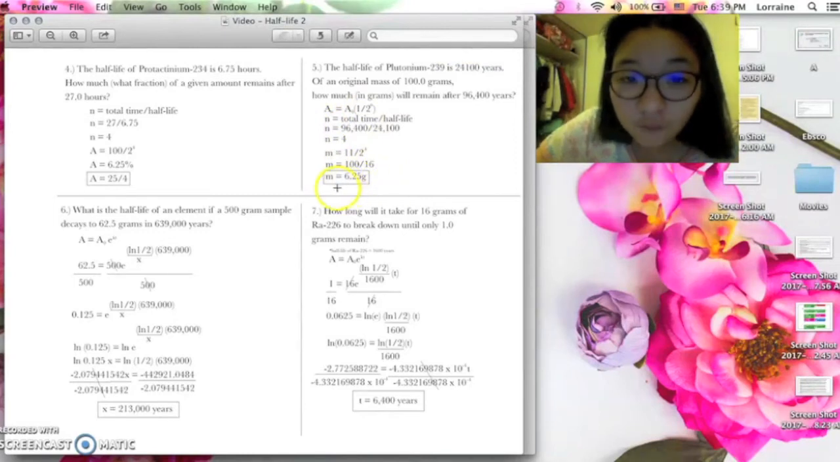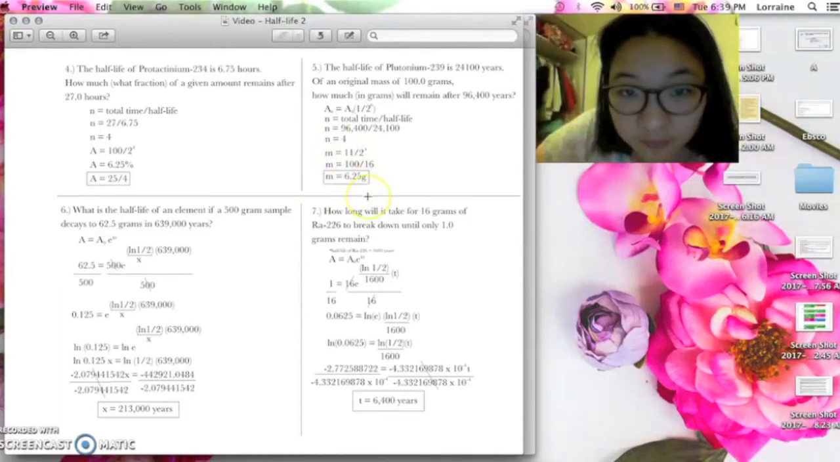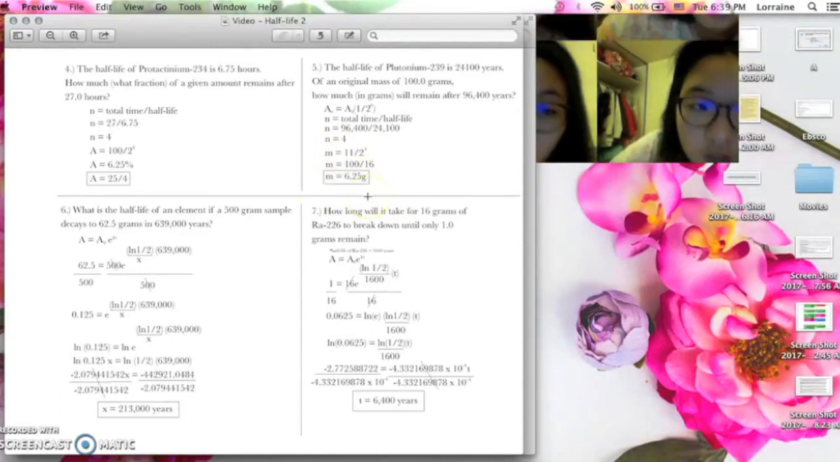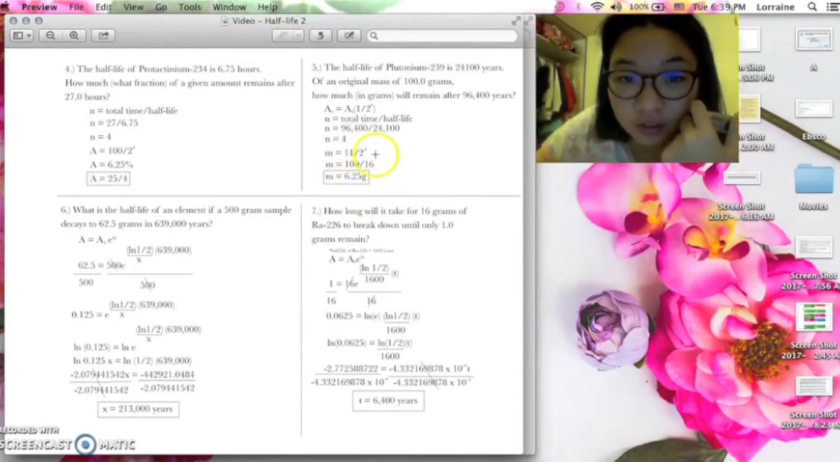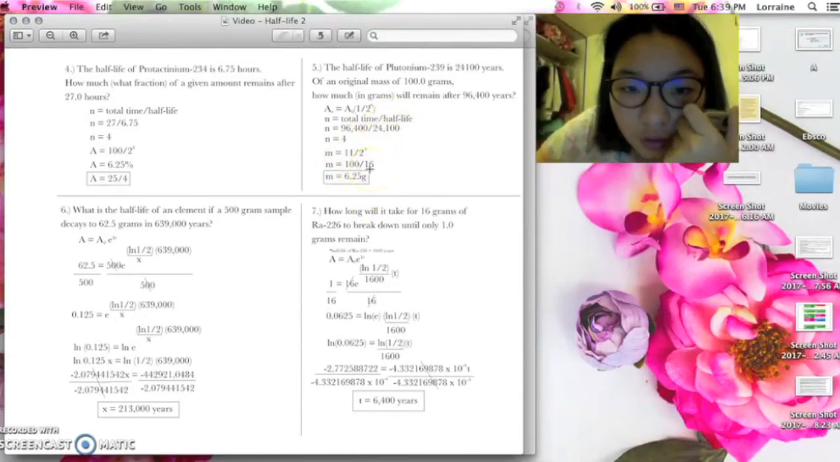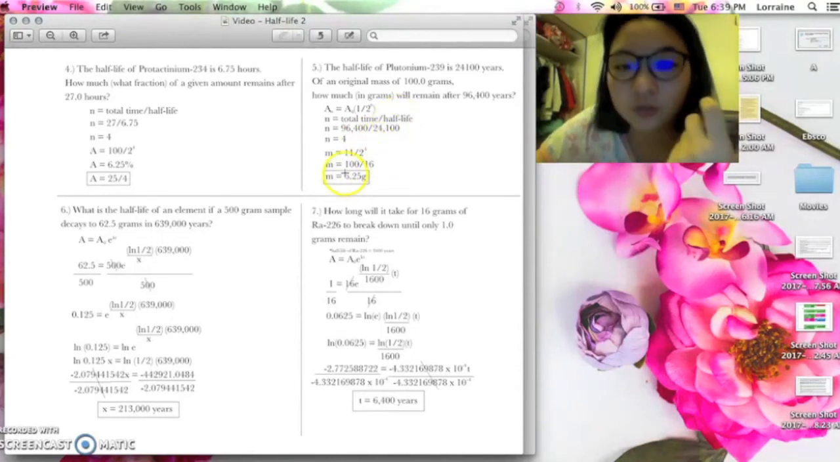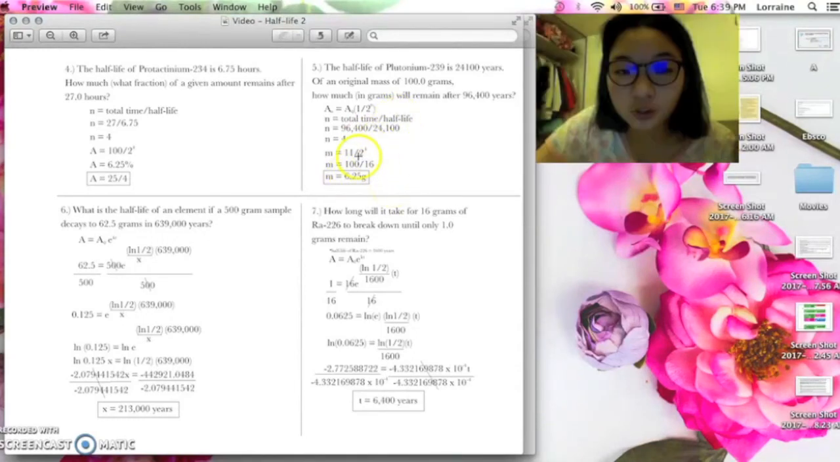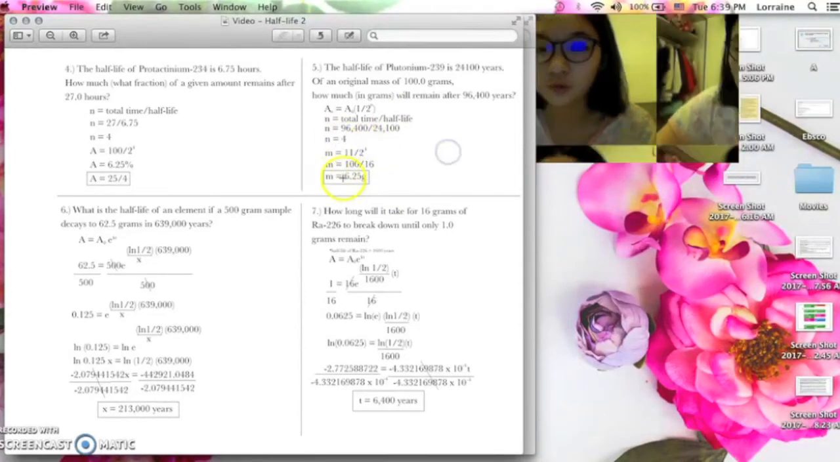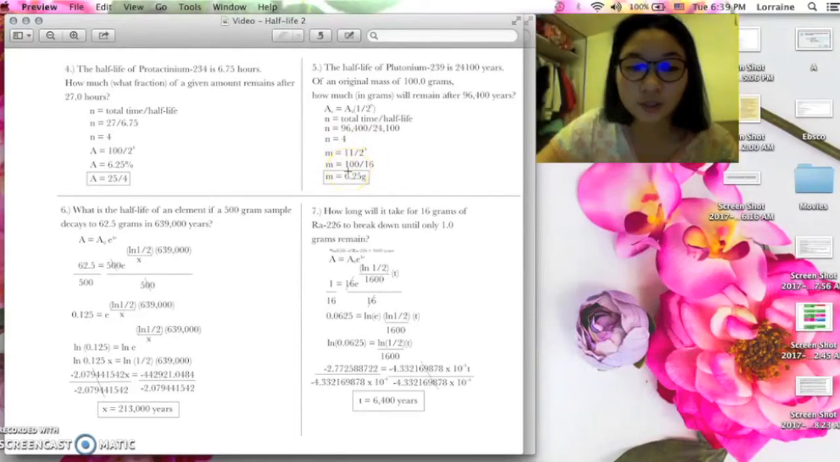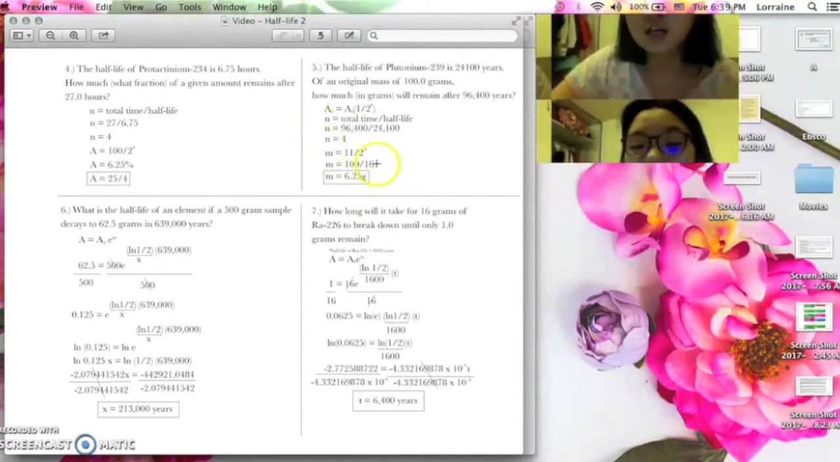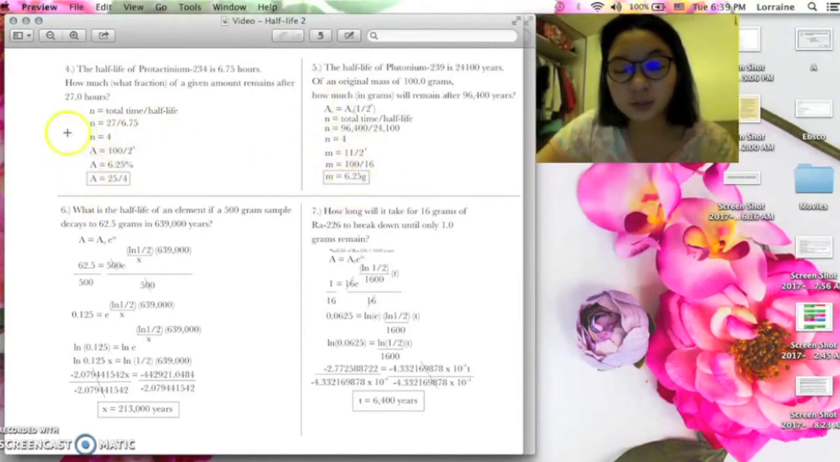So, to solve for the mass in grams, we use the mass number of plutonium, so that's 100 over 2 exponent 4. It's supposed to be 100, by the way. This is supposed to be 100, guys. Sorry for confusing you. Anyway, m equals 100 over 16, we get 6.25 grams. Basically, the way I solved this one is the same as the previous number, except this one is in percentage or fraction, and this one is in grams.